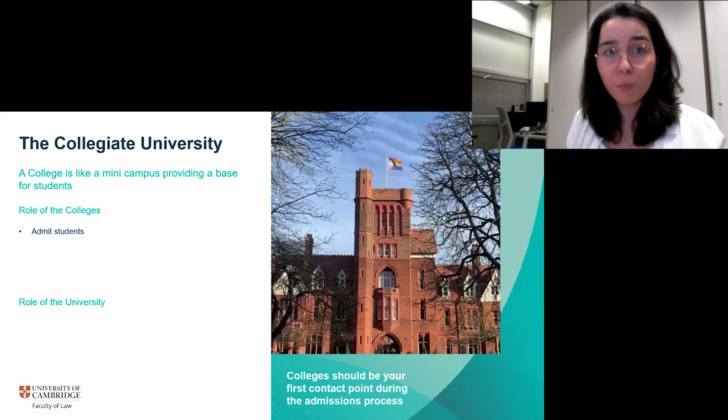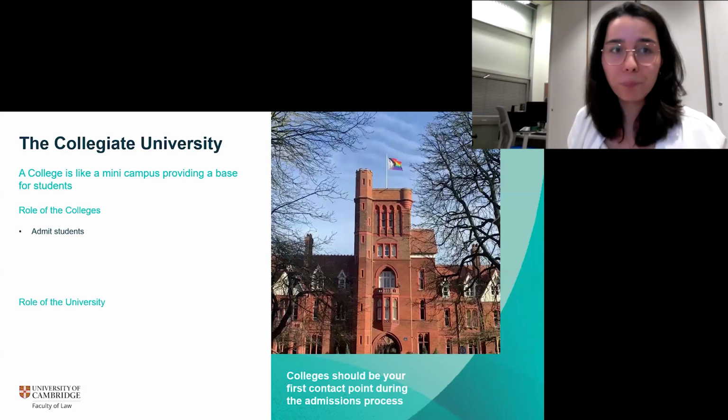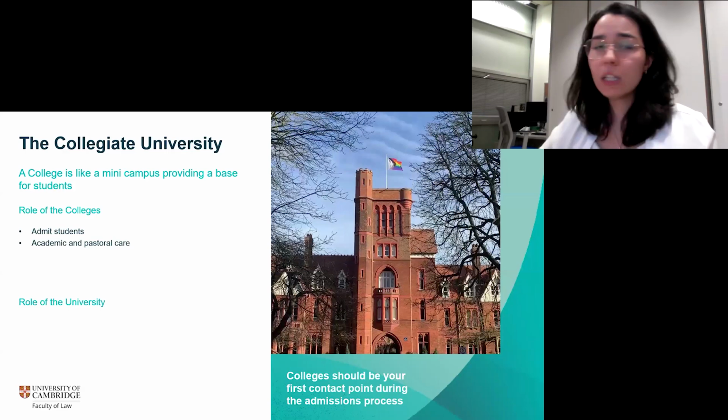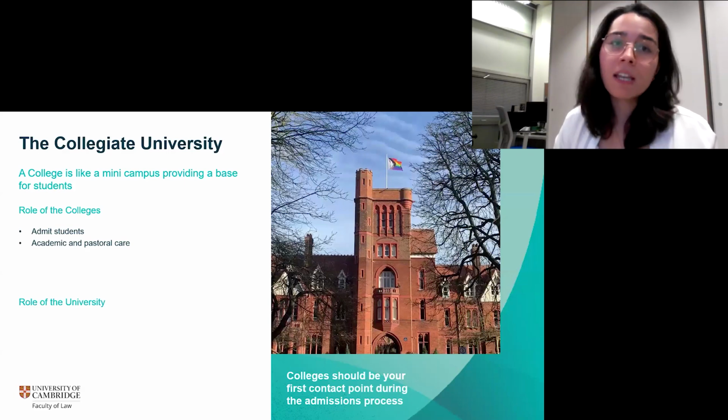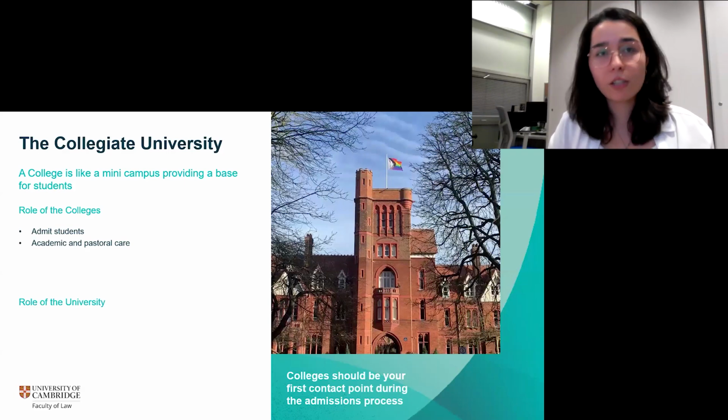And this is really, really important to remember. If you've got admissions queries on your academic requirements, or queries on the application process in detail, then those should be directed to the college that you are considering applying to. Okay? And then the colleges are responsible for providing academic and pastoral care. Academic care means your director of studies, and whatever college you go to, you will have somebody called a director of studies.